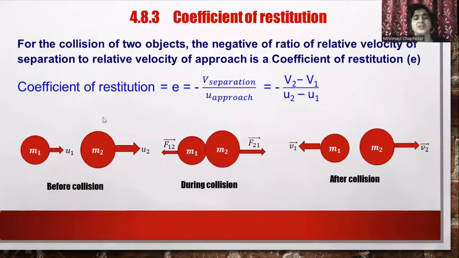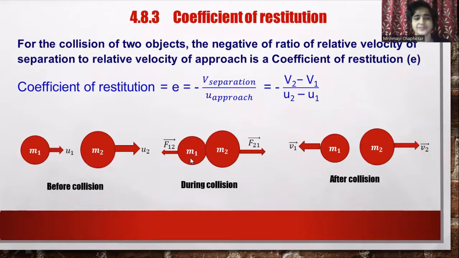Head-on collision is the collision where the colliding bodies move along the same straight line before and after collision. See, we have got a body of mass m1. It is moving with velocity u1. We have got a body of mass m2. It is moving with velocity u2. This is the situation before collision.